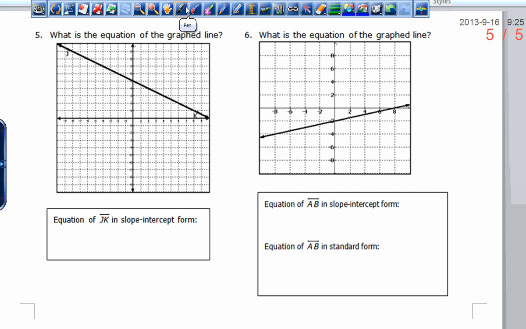Number 5, what is the equation of the line? So we want it in slope-intercept form. So we need the what and the what? The slope and the y-intercept. Cool. What's the slope there? -2/4 or -1 over 2. We always like to reduce. My b is +5. So y equals -1/2 x plus 5.